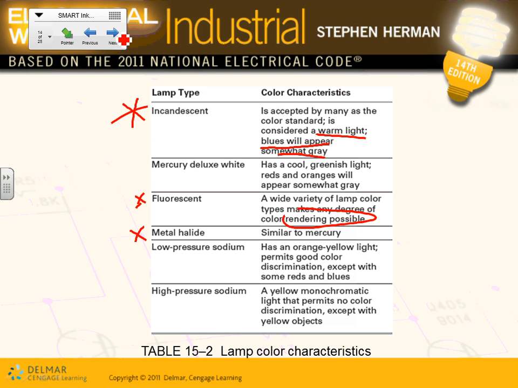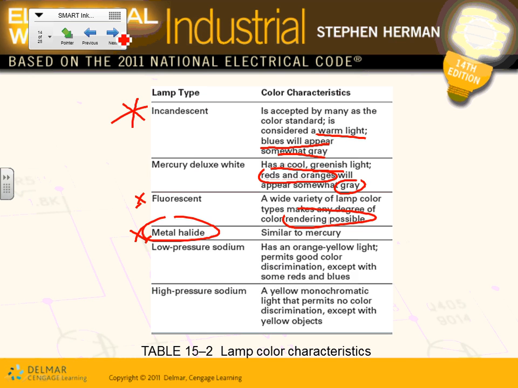So if you get metal halide, that's our option. Metal halide, like mercury, has a cool greenish light, and reds and oranges will appear somewhat gray. That's kind of a disadvantage. If reds and oranges appear gray, there are so many treatments they use. Some of this might not even apply, but it's still a good color rendering though.